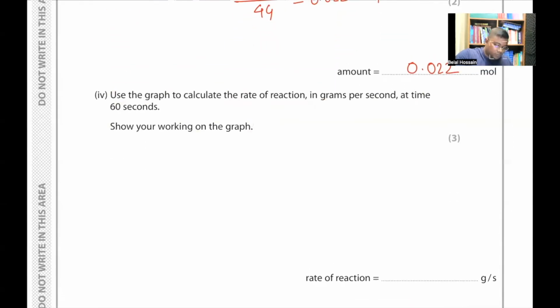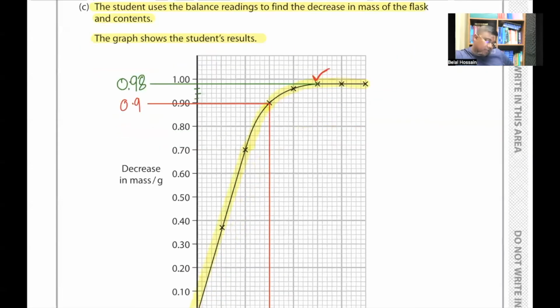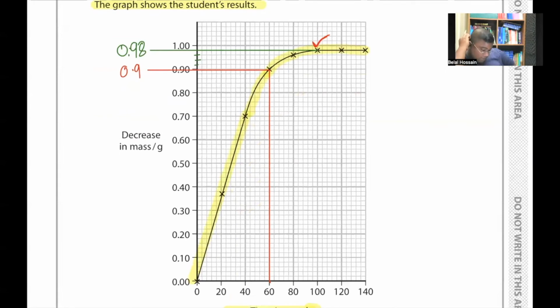So guys, part 4. Use the graph to calculate the rate of reaction in grams per second at time equals 60 seconds. Show your working on the graph. So basically what happens is that at time equals 60 seconds, we'll have to draw a tangent to show the rate.